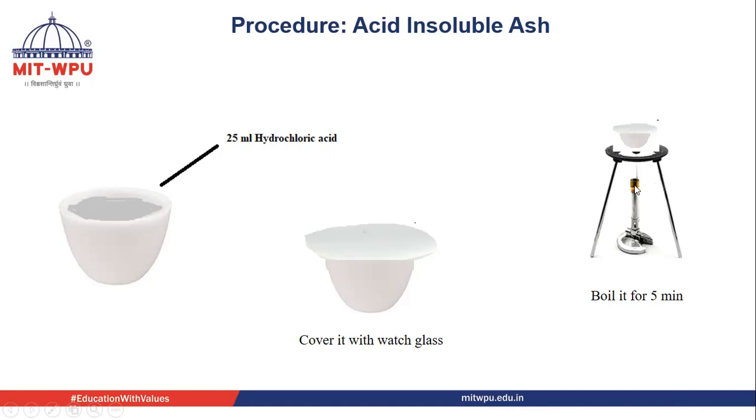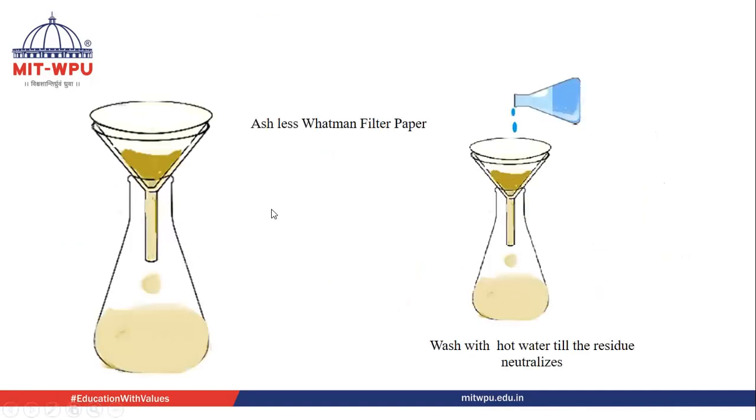After 5 minutes, we will filter it. While filtering it, we have to use the Whatman filter paper, and this Whatman filter paper is ashless filter paper. That means when we are going to burn it, it will not produce any ash. So it is ash free or ashless Whatman filter paper.